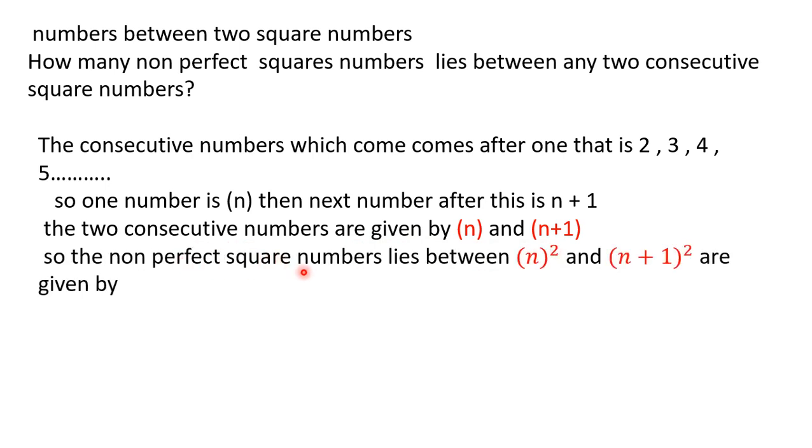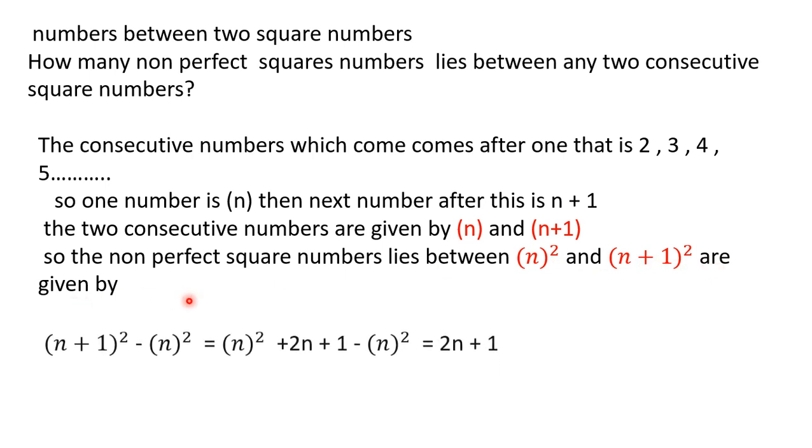So the non-perfect square numbers that lie between n square and (n plus 1) whole square are given by (n plus 1) whole square minus n square. Now (n plus 1) whole square, we can open using the identity (a plus b) whole square equals a square plus 2ab plus b square. When we open the bracket, (n plus 1) whole square becomes n square plus 2 into n into 1, that is 2n, plus 1, and this is minus n square.